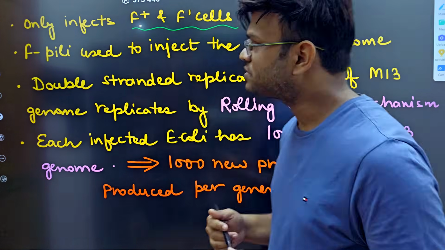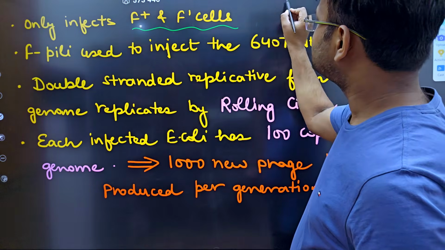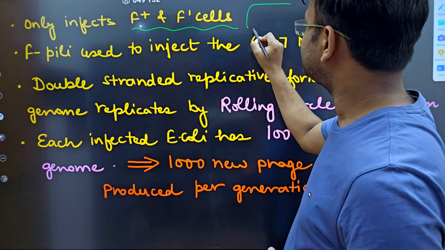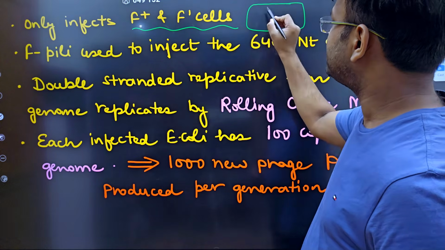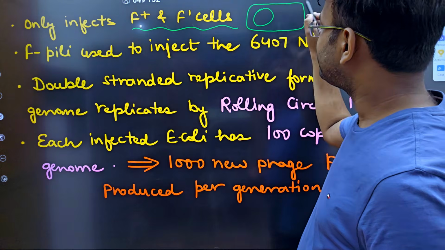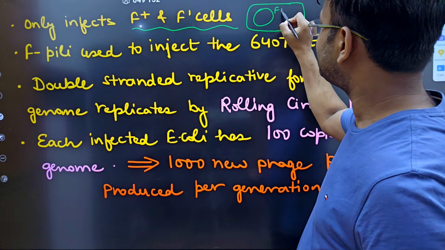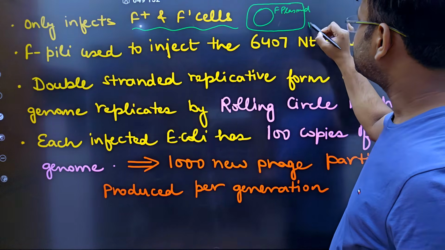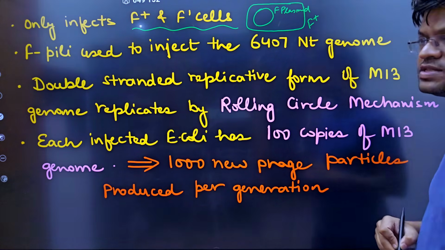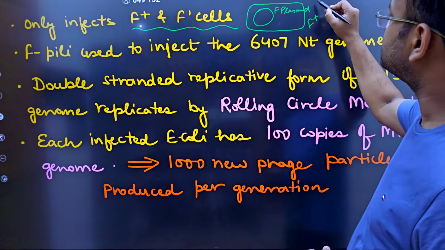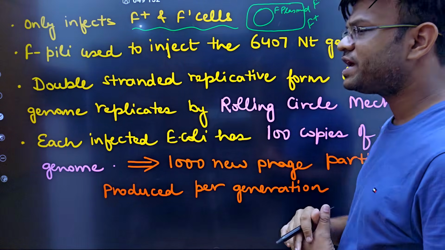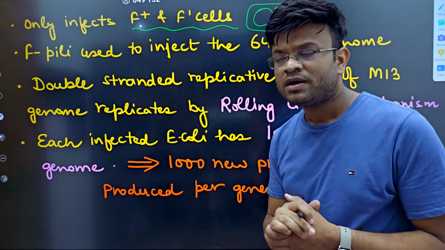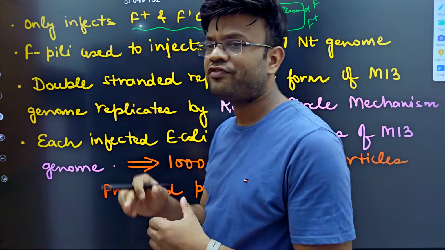revisit the concept. Let us say that this is a bacterial cell, and inside the bacterial cell, if the F plasmid is present, so this is the F plasmid, then the cell would be called F plus. If the F plasmid is absent, then it would be called F minus. Okay. Now coming to the concept of F prime cells.